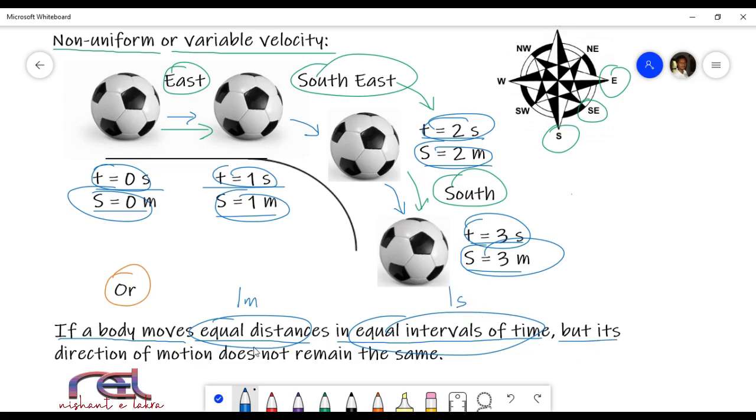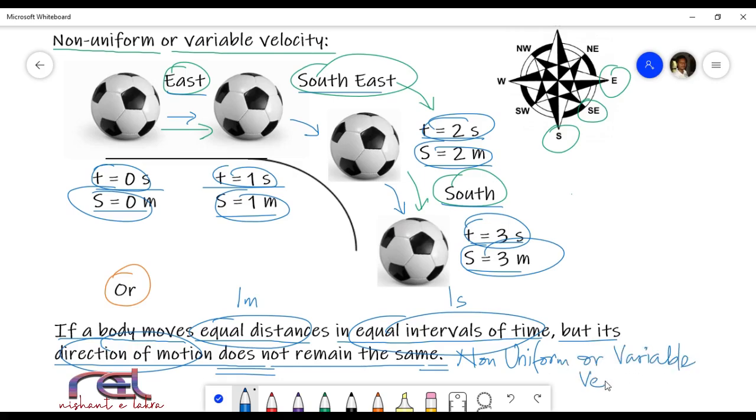But its direction of motion does not remain the same. You see it has started moving eastward, then it moved towards southwest, then it has again changed its direction towards south. So the direction of motion does not remain the same. In this case, we will term this as non-uniform or variable velocity. I hope you have understood this with the illustrations here.